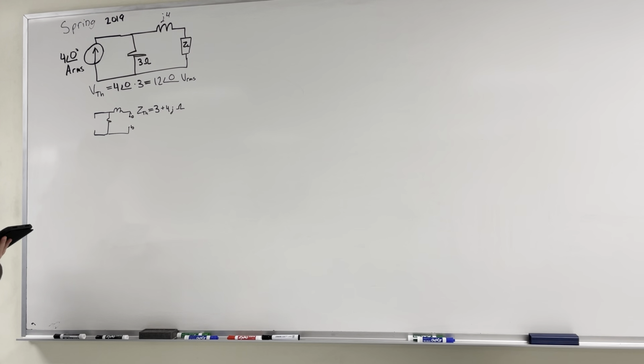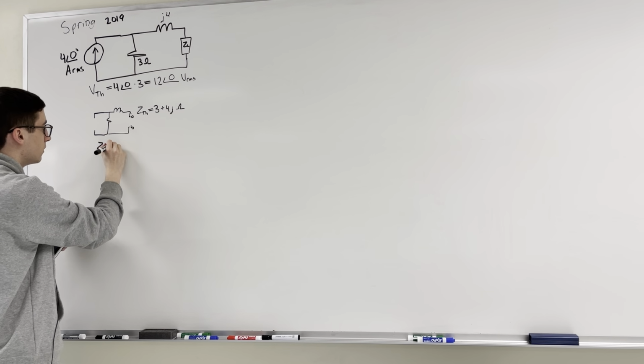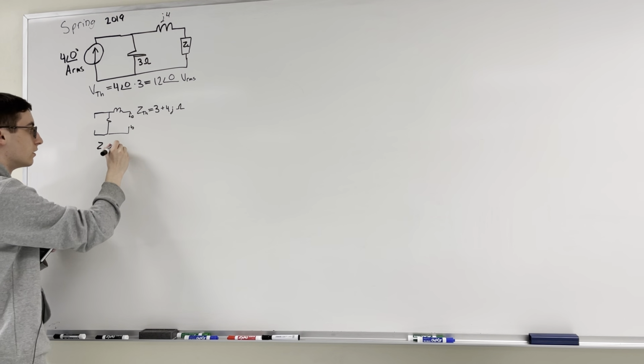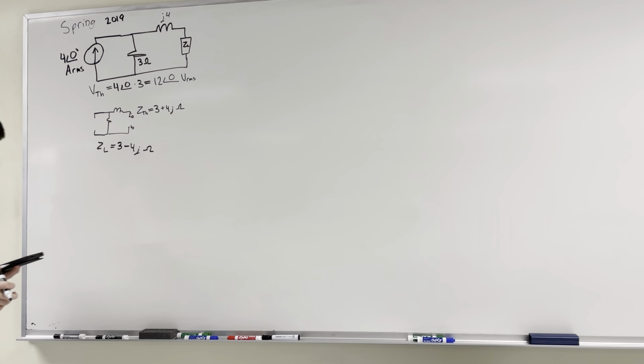All right, but since our load is complex, our ZL is simply going to equal the conjugate of ZTH. So 3 minus 4j ohms.